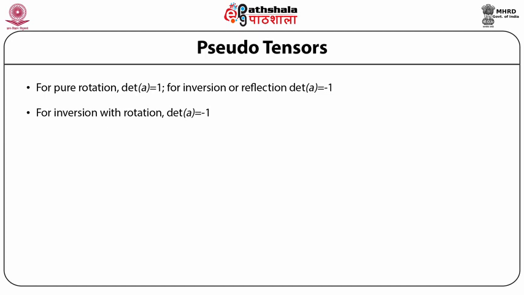is -1, and then if it is followed by a rotation or vice versa, then since for pure rotation the determinant of A is 1, so -1 times 1 will give a -1. Therefore, for these two operations taken together, that is for inversion with rotation, the determinant of A turns out to be -1. Now let us look at the physical objects and how they may have different properties under inversion.